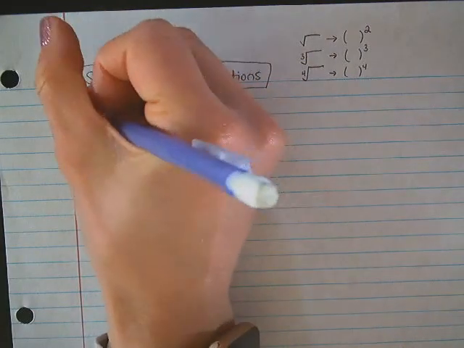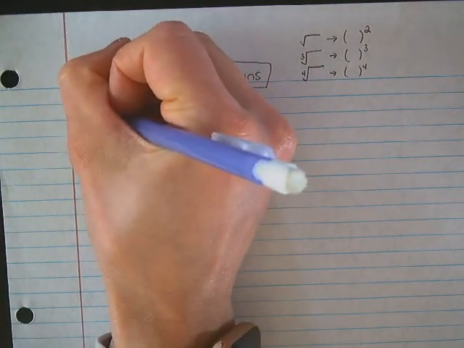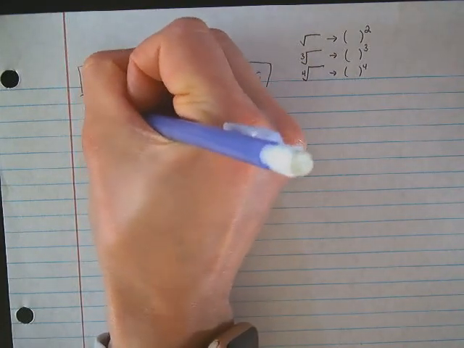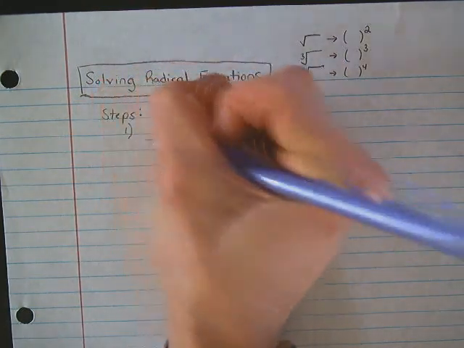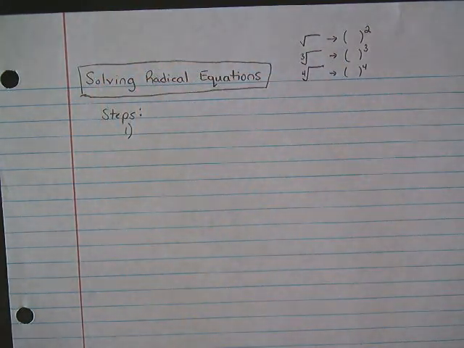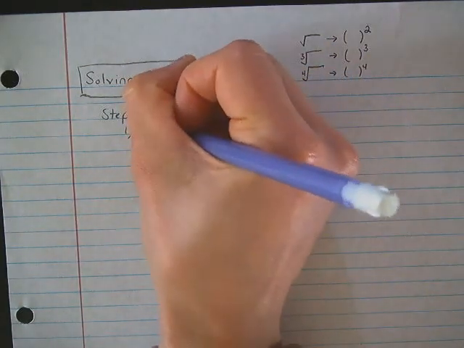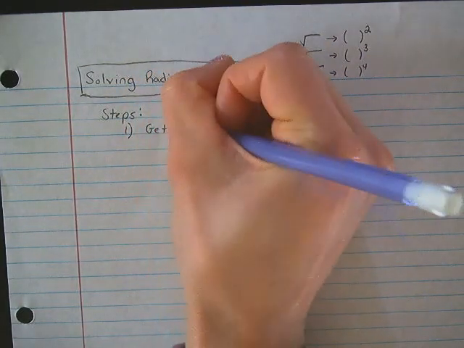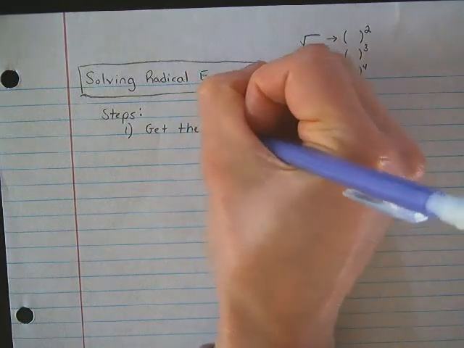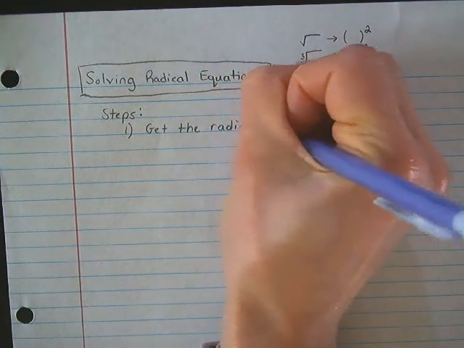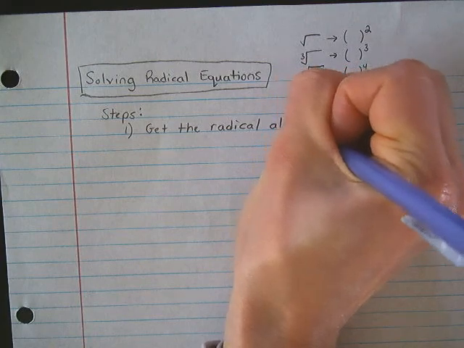So there's two main steps to solve the equation. All right, so we're going to write down our steps first. So the steps. First, if you have a radical in the equation, the first goal is you have to get the radical alone. In other words, you have to isolate the radical, get it by itself. So that's your first goal.